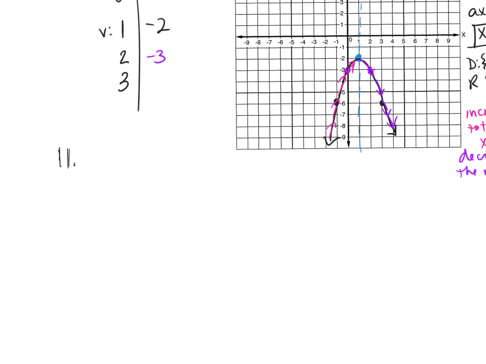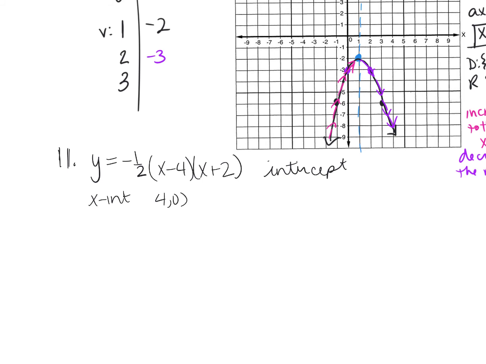All right, so number 11, y equals negative 1/2 times x minus 4 times x plus 2. This is an intercept form where we have it factored out. We don't see a square anywhere either. So my x-intercepts are 4, 0, and negative 2, 0. The x-intercepts come from what makes the inside parentheses 0. So really we're solving this equation, x plus 2 equals 0.